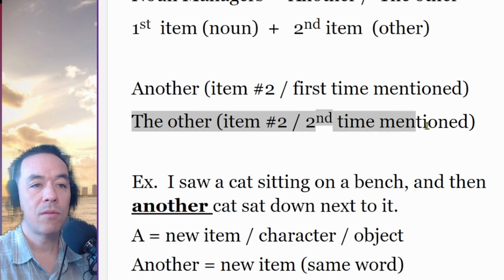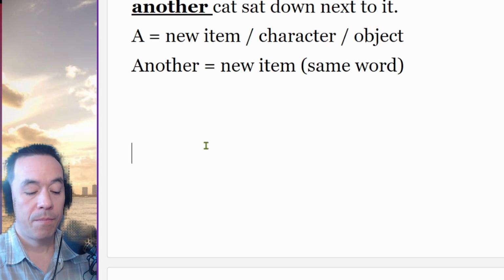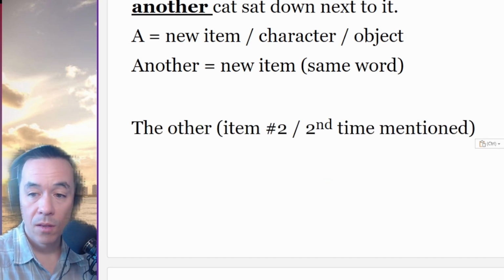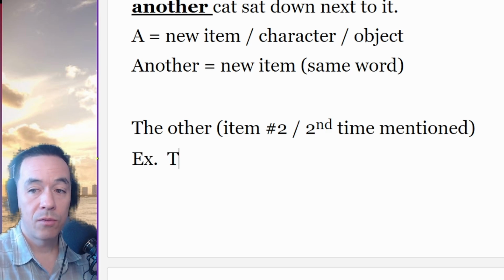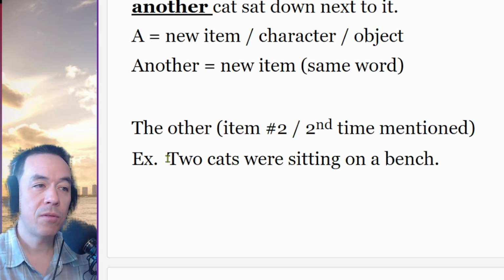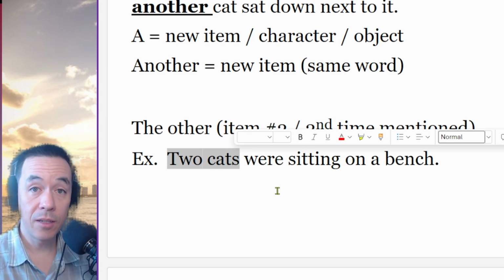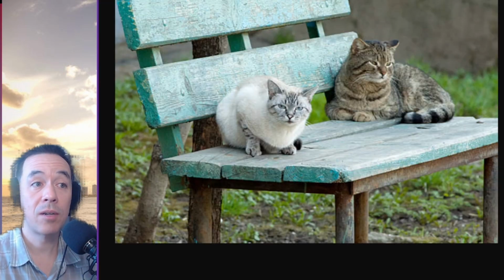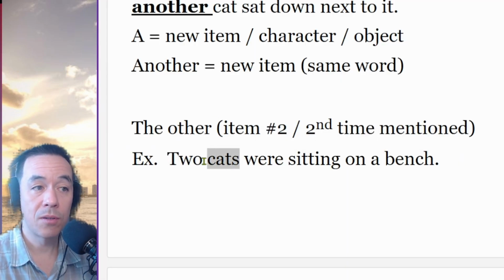Now let's see. So let's move this down past these other examples. Let's say I introduce them right at the start. Two cats were sitting on a bench. Okay, so two cats. That is mention number one. First time I'm telling you, look, two cats, right? There they are. And notice that it's plural, two cats.